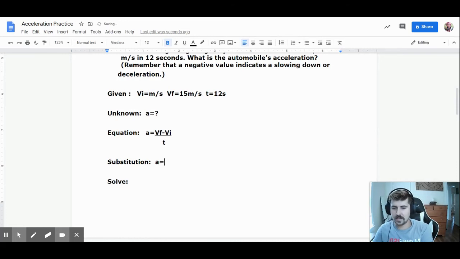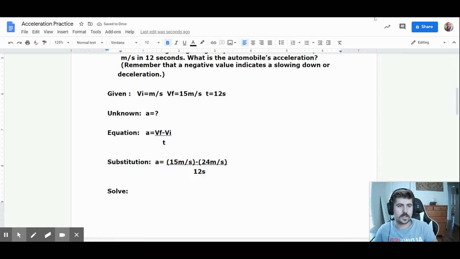We don't know what A is, but we do know that the final velocity is 15 meters per second. And we know that the initial velocity was 24 meters per second. And we know that the time was 12 seconds. Plug that in down here, like that. Right, so we'll plug this into a calculator.